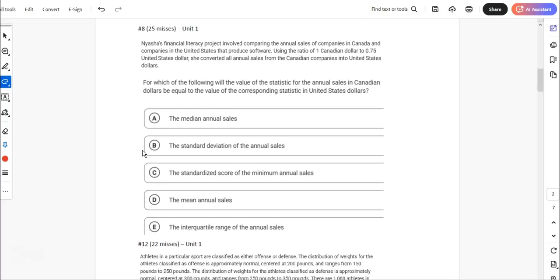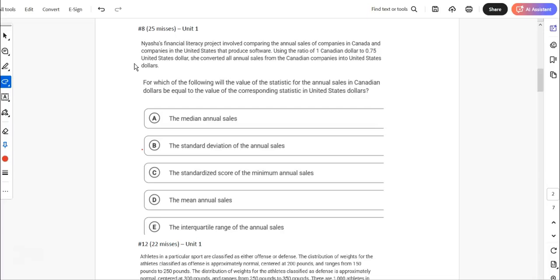Okay, so number 8. Asha's financial literacy project involved comparing the annual sales of companies in Canada and the United States that produce software, using a ratio of 1 Canadian dollar to 0.75 United States dollars. She converted all of it from Canadian into United States dollars, so she's multiplying everything by 0.75. Which of the following values will change? Which will be equal, so it won't change?